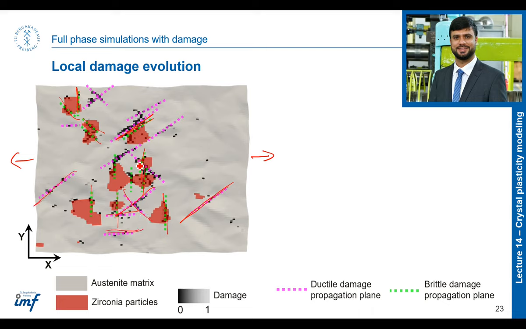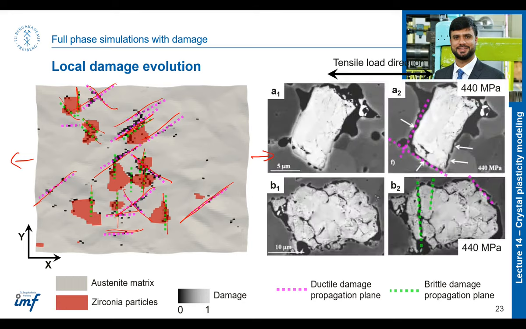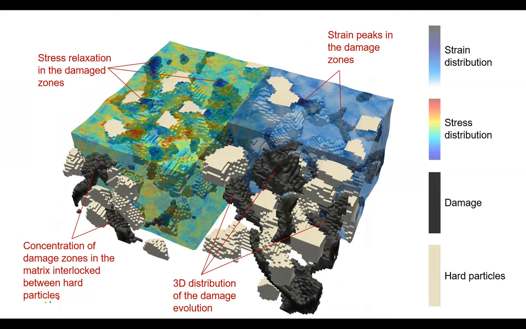What we did here was compare our results with the already published data. You can see that in experiments, it was also observed that the damage at the matrix particle interface is initiated and propagated at 45 degrees to the loading axis, whereas the damage in the zirconia particles is perpendicular to the loading axis, where the loading axis is horizontal to the slide. So yes, the crystal plasticity results match well with the experimental observations.